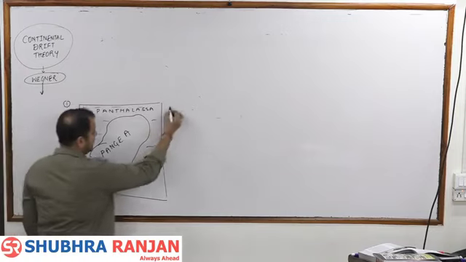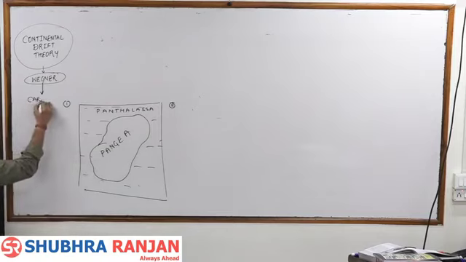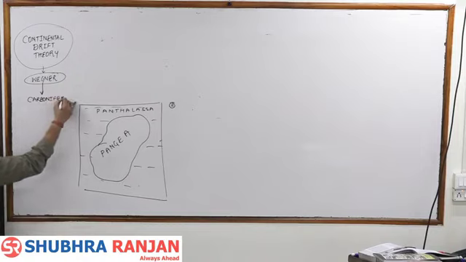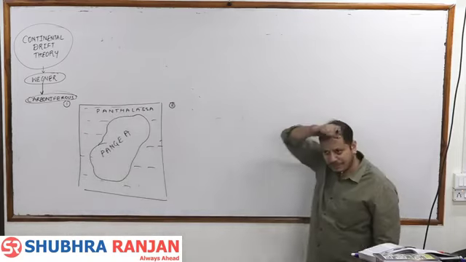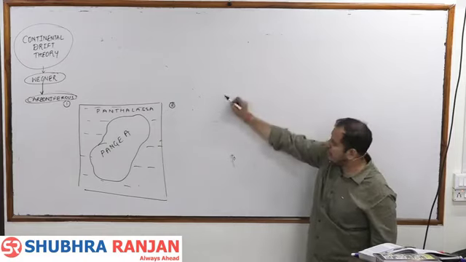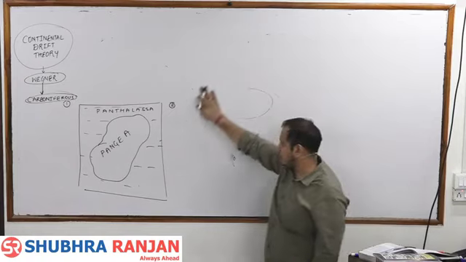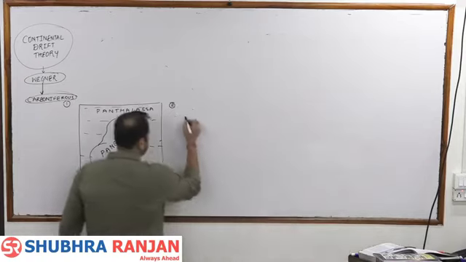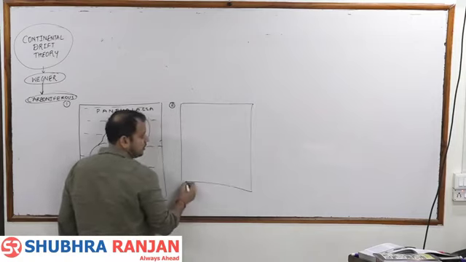Then Wegener said, during a period which is known as the Carboniferous period. Carboniferous period was some between वाला period in the geological history of the earth. Precambrian से अभी तक के बीच में there was a period which is known as the Carboniferous period. During the Carboniferous period, the world broke into two parts. That is, the Pangaea broke into two parts.